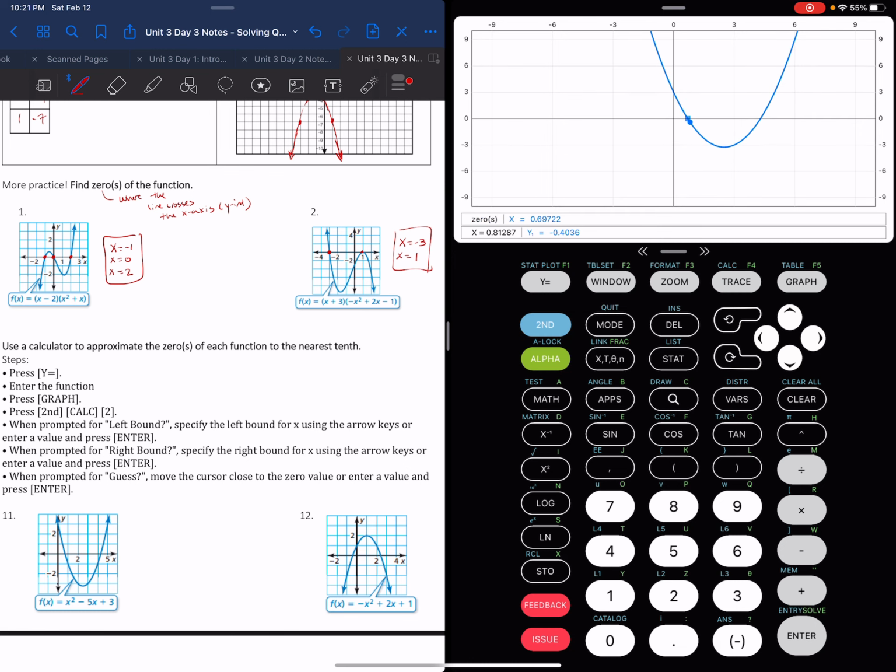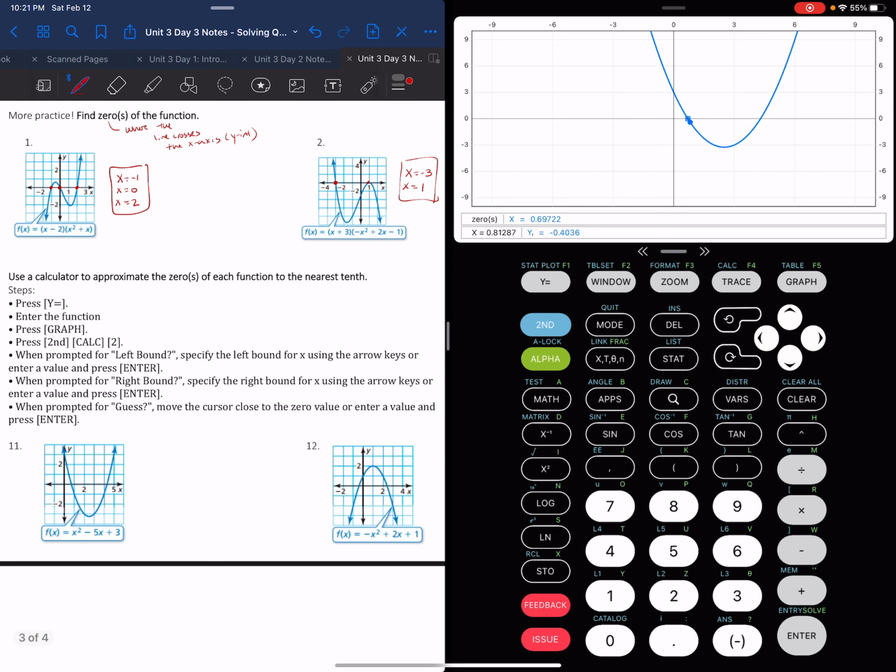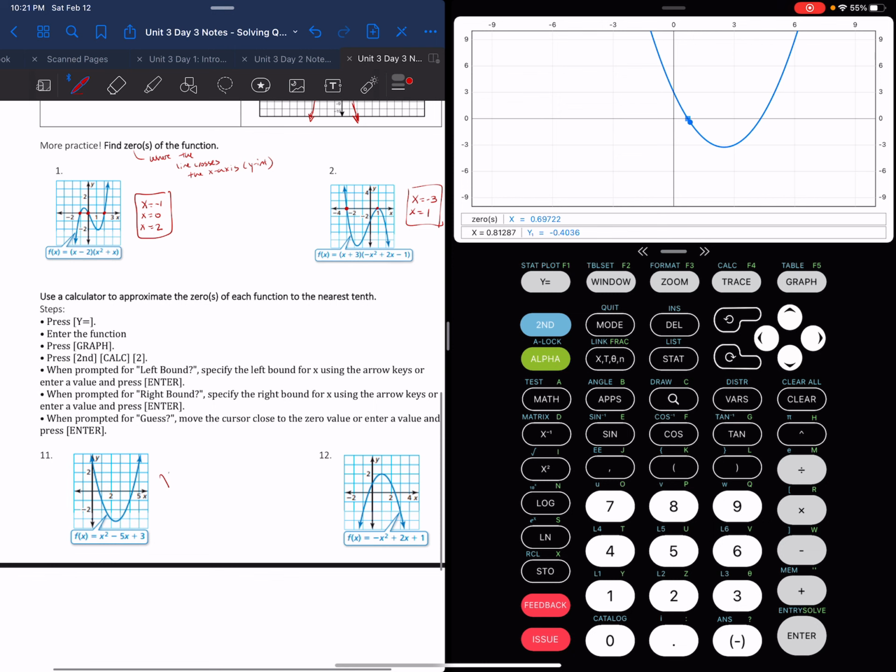And then for the zero, it says x is equal to 0.69722. We're going to round to the nearest tenth. So the 6 is in the tenths decimal place, and we're going to round it. The 9 is above 4, so that means we're going to change that 6 to a 7. So this is going to be x is equal to 0.7.